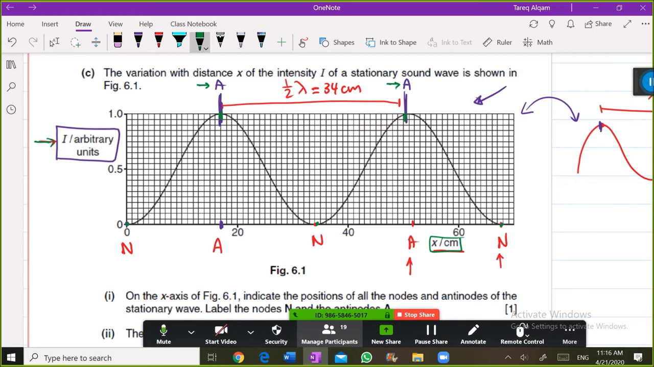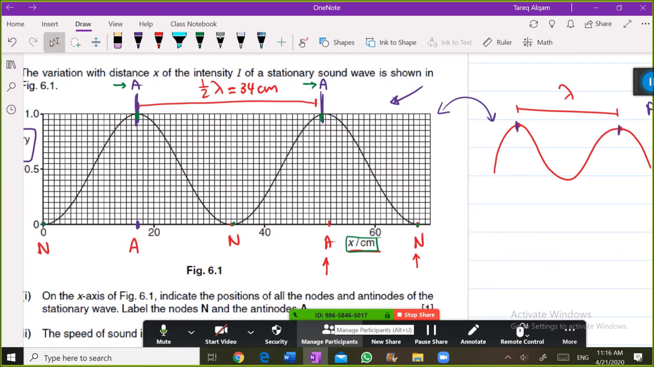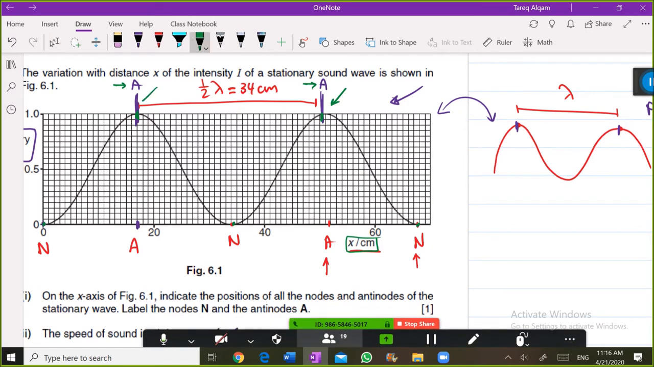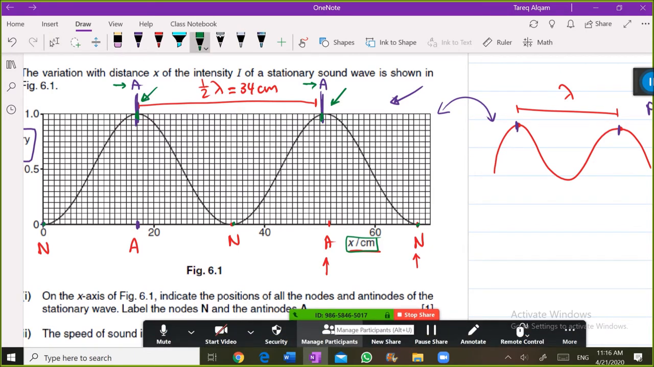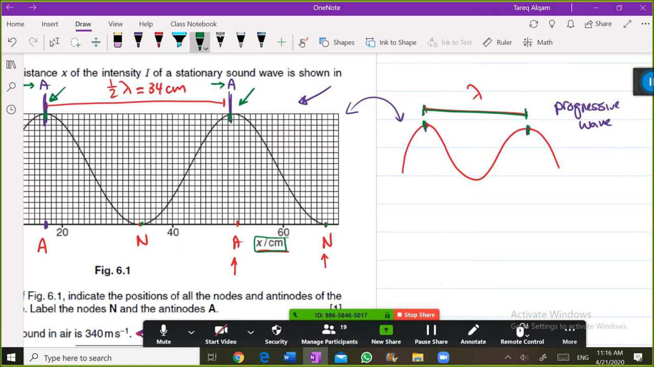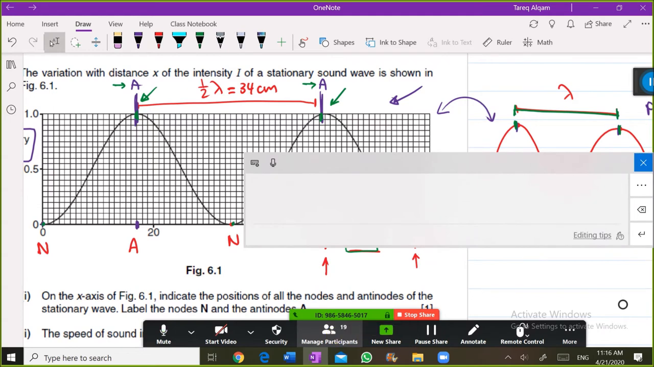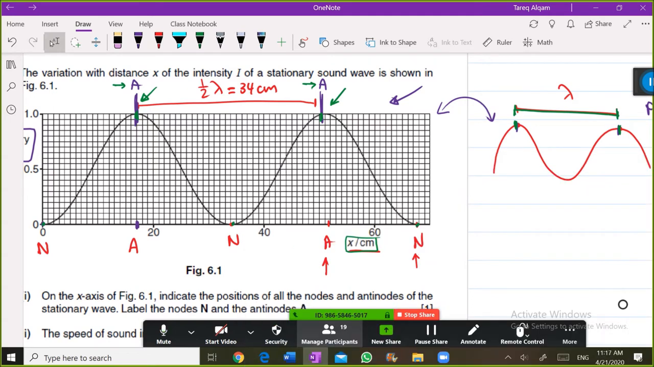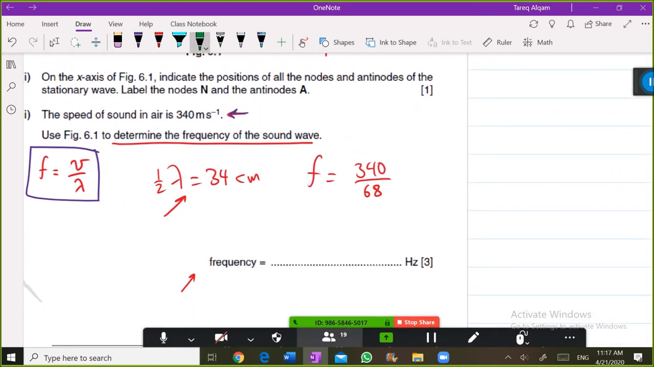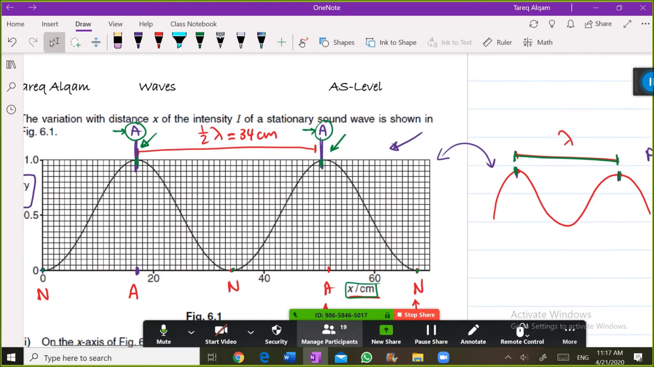And pay attention, guys, it might look like progressive waves. These points might look like crests. And as we learned before, the distance between two successive crests is lambda. This is in progressive waves. And I told you, guys, this is a common mistake that students may make. They think that the distance between these antinodes is the wavelength. It's not a wavelength, it's half wavelength. So half wavelength equals 34. I found 34 from the graph.